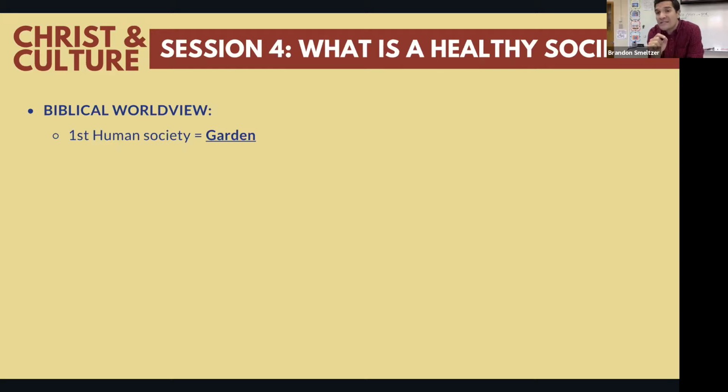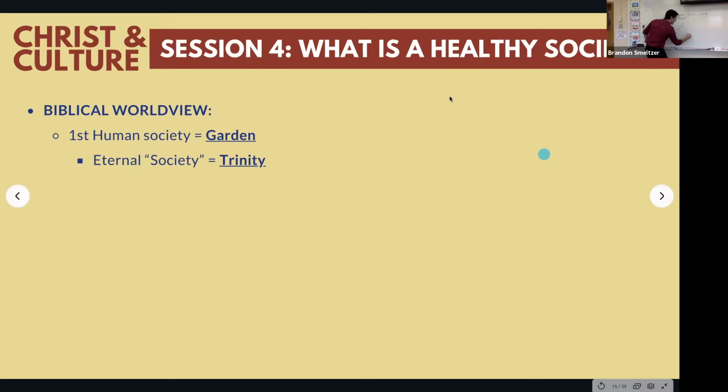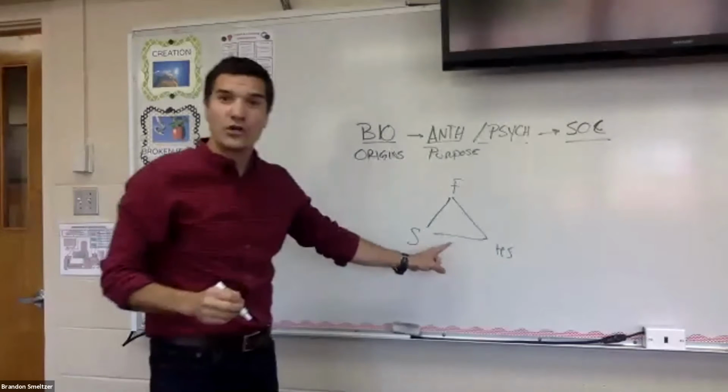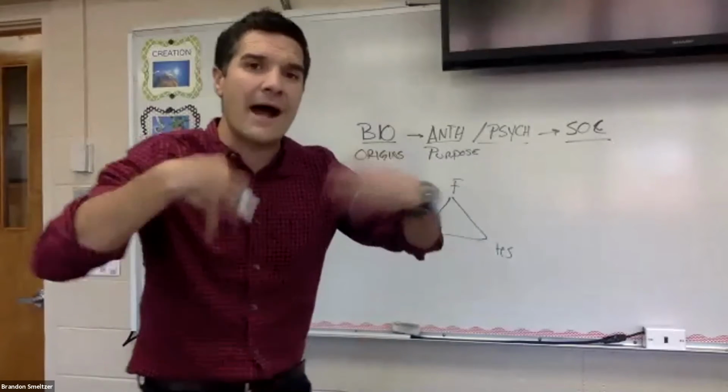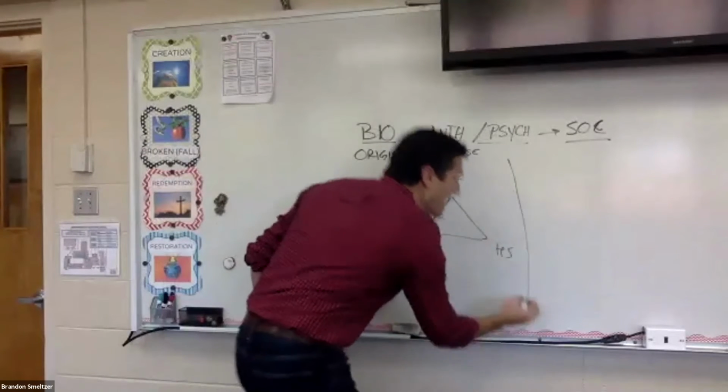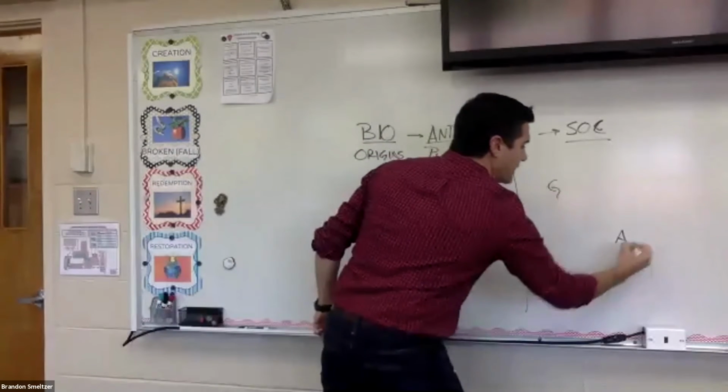The first human society is the garden, but the first society overall is the Trinity. Do not miss this. God the Father, God the Son, God the Holy Spirit. I'll draw it. The eternal society is God the Father, God the Son, and God the Holy Spirit. That's the eternal society. However, when God made us in his image, he made us with God, Adam, and Eve.